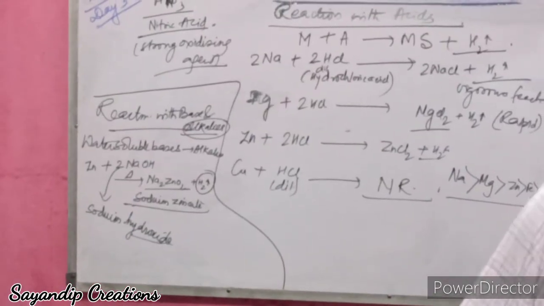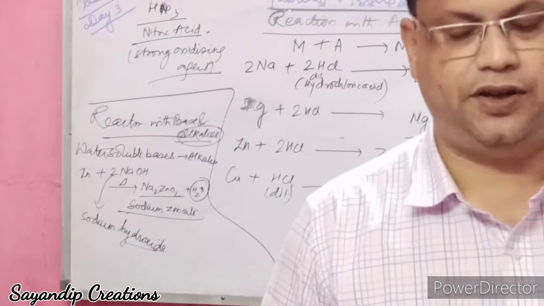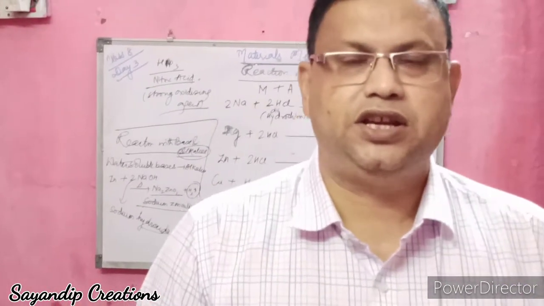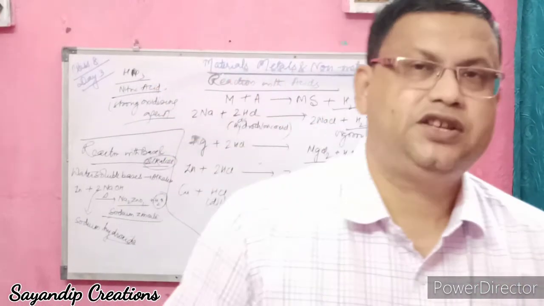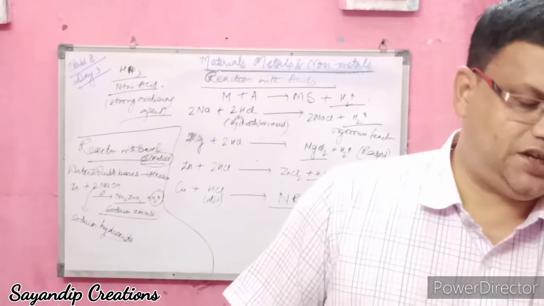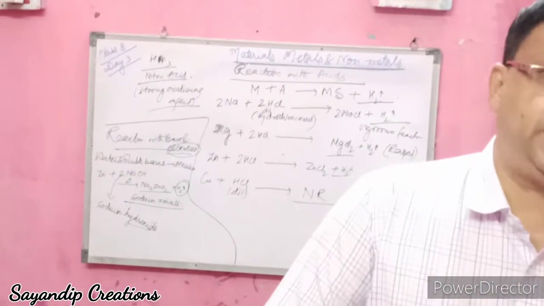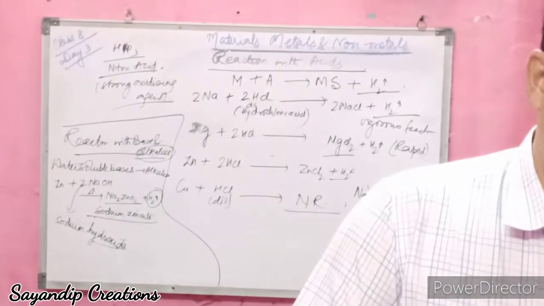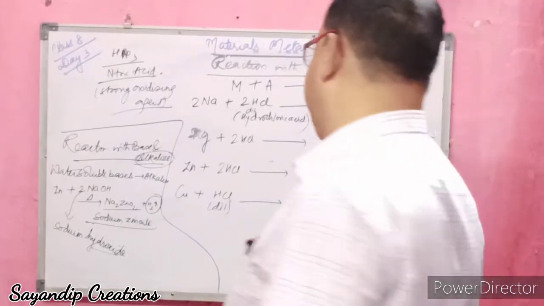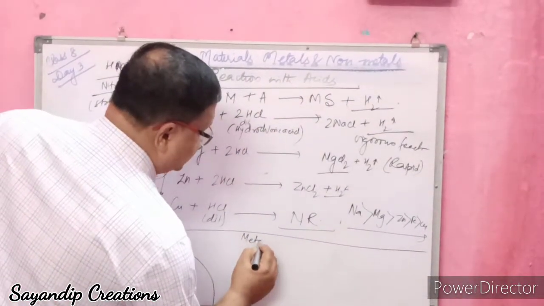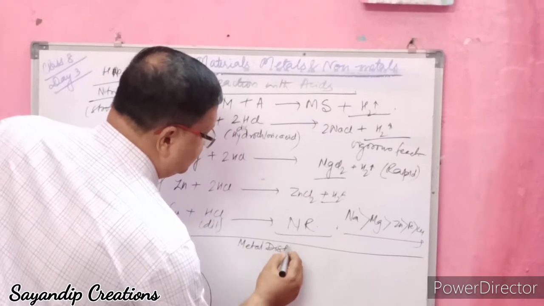Now the last reaction is the metal displacement reaction. What do you mean by metal displacement reaction? A reaction in which a more reactive metal displaces a less reactive metal from its salt solution, that you call a metal displacement reaction.